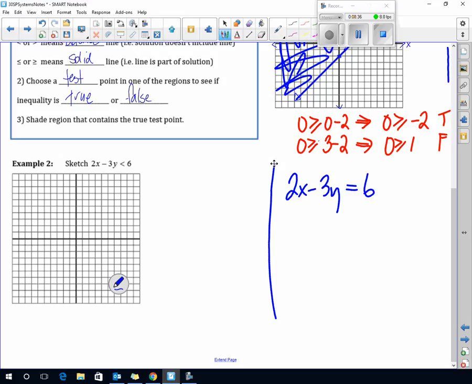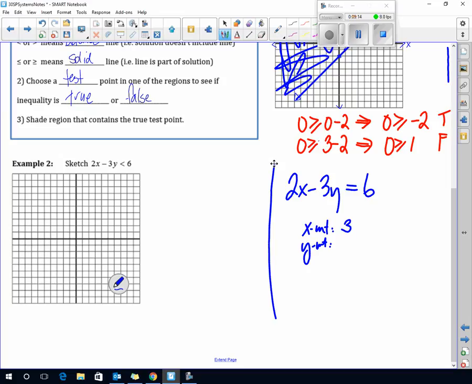How do I find the x-intercept? Set y to 0. What happens when I set y to 0? This whole thing goes away, and you're essentially left with 2x equals 6. And you can do mental math and figure out what it is. What is it? 3. It's 3. Y-intercept. Again, set x equal to 0. What happens? This whole thing here goes away, and you're left with -3y equals 6. So what is the y-intercept? -2.